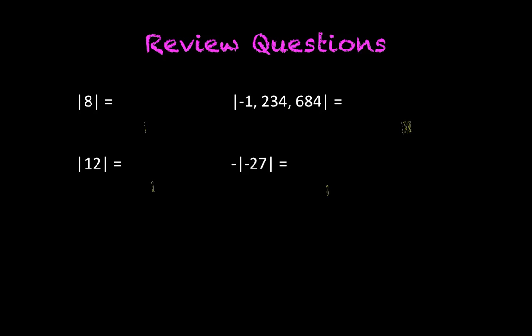All right, good job, guys. So you should have gotten these answers. So the absolute value of +8 is +8. The absolute value of +12 is +12. The absolute value of negative 1,234,684 is its number again. It's positive 1,234,684. All right. Now remember, once it's just the numbers between the absolute value bars.